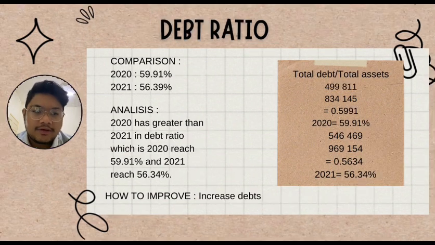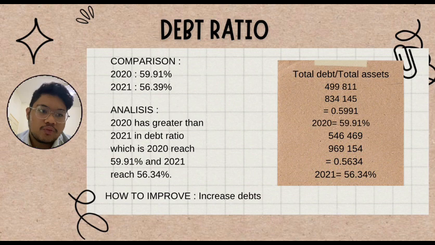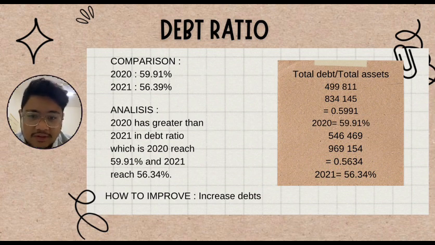And then debt ratio. 2020 is greater than 2021 in debt ratio, which is 2020 reached 59.91% and 2021 reached 56.34%. So Flora company has increased their debt, but it has to decrease more due to their total assets being lower than their debt.